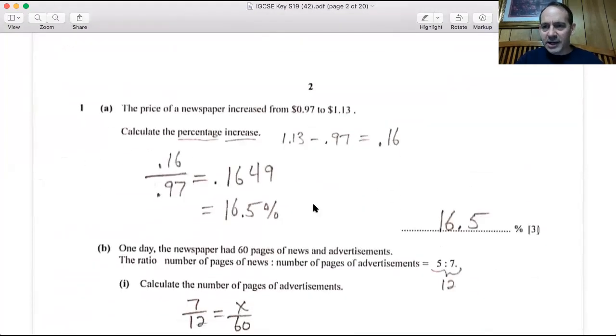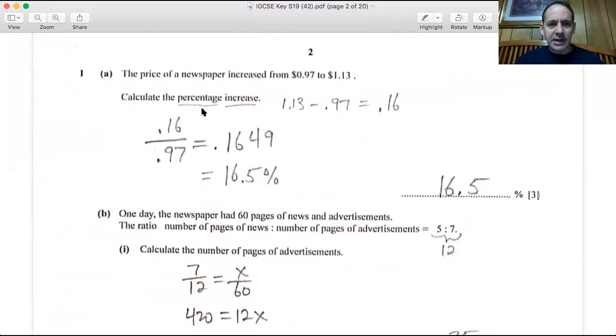Again, focus on the thinking process of how to solve so that you can figure it out yourself in future papers and not just filling it in to get the answer. You want to learn how to set it up and think it through. So number one here, the price of a newspaper increased from 97 cents to $1.13.